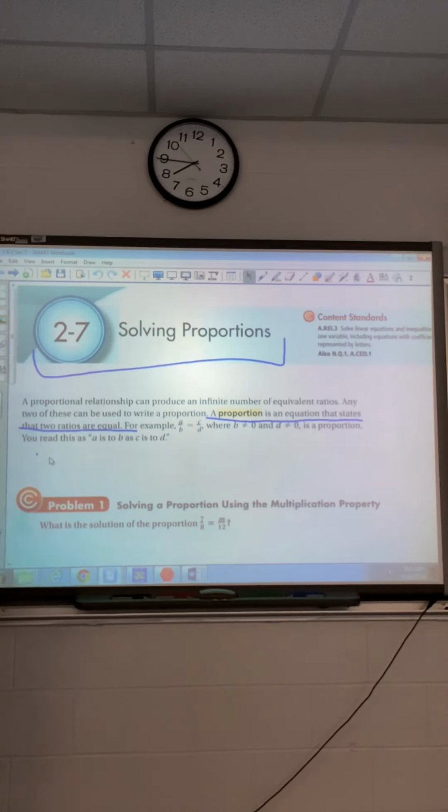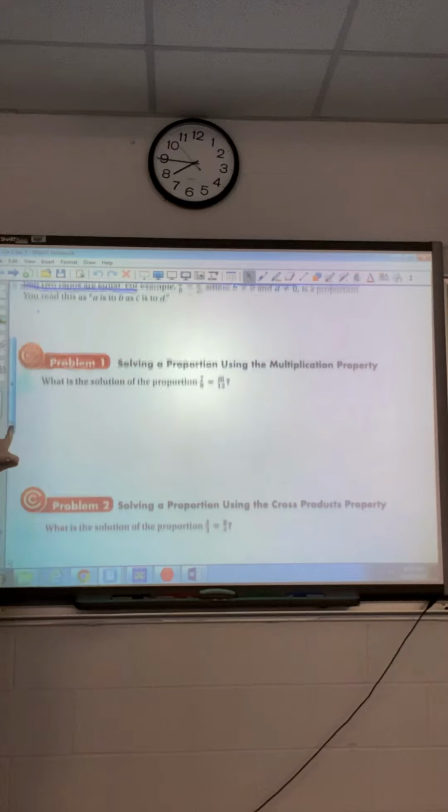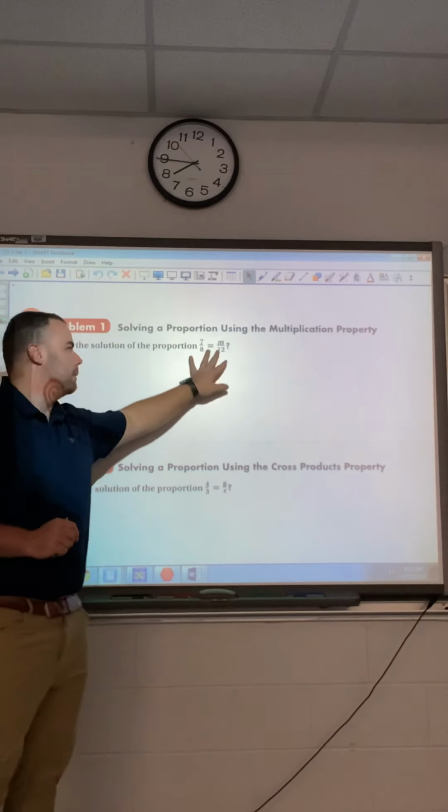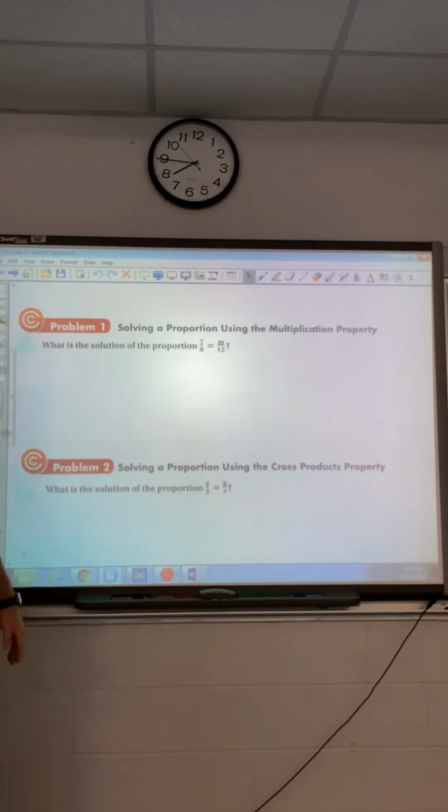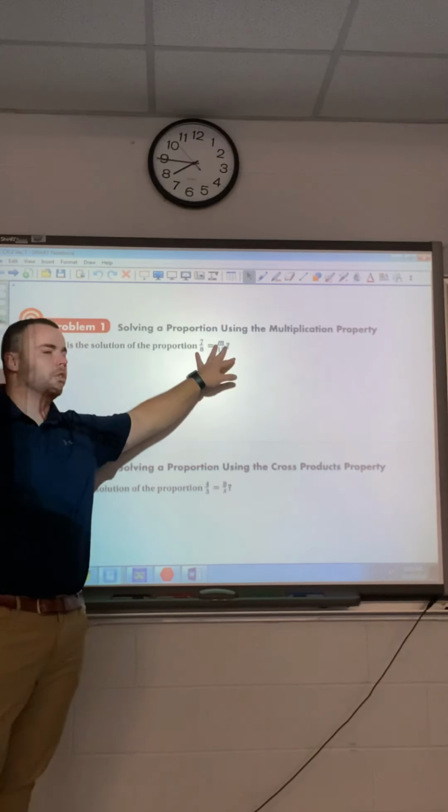A proportion is an equation that states that two ratios are equal. Y'all have heard of proportions, correct? So if I have a proportion, it's saying two things are equal with an equal sign in the middle, two fractions. That's usually how a proportion works. If they look like this, they're just simple proportions to solve.